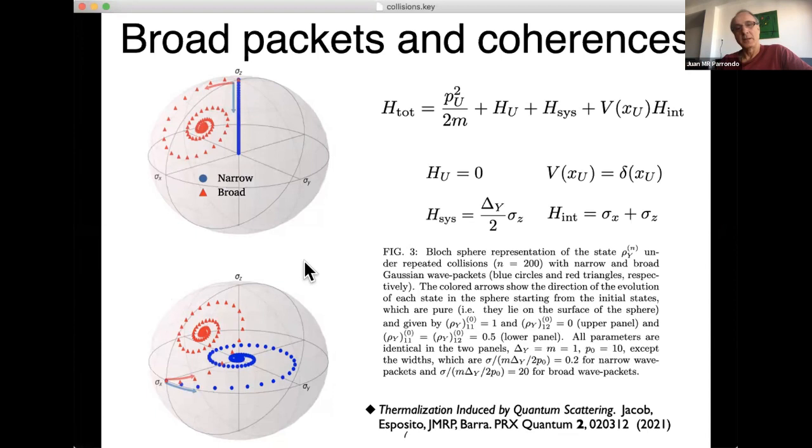These pictures are taken from this paper, and in this figure, we just wanted to show the difference between narrow and broad packets with respect to coherences.